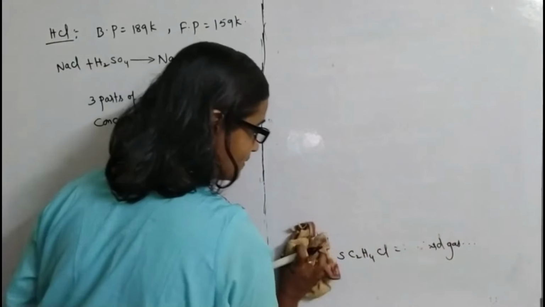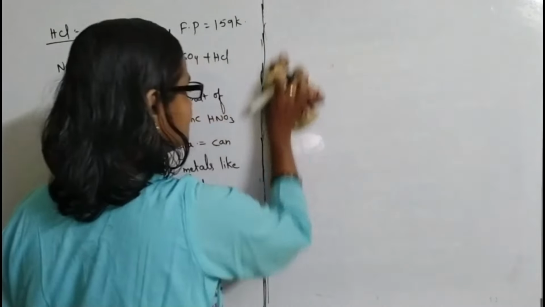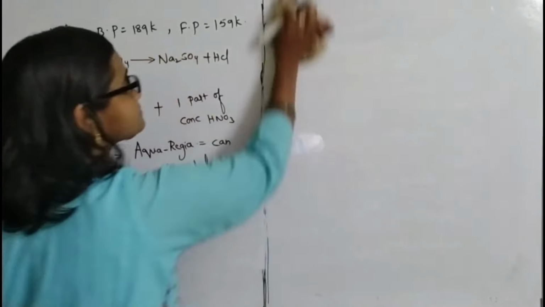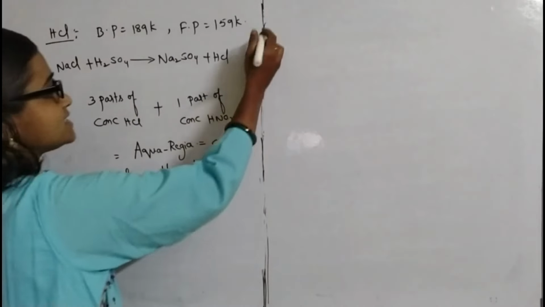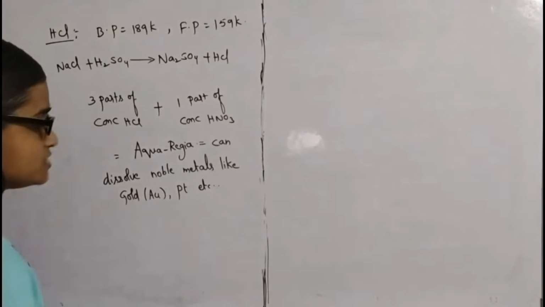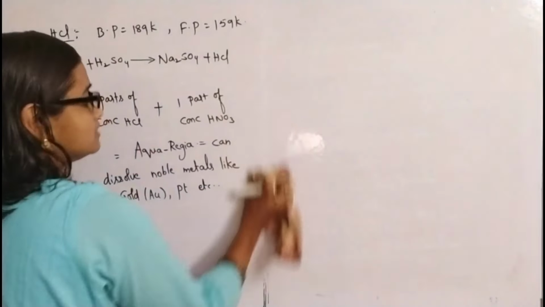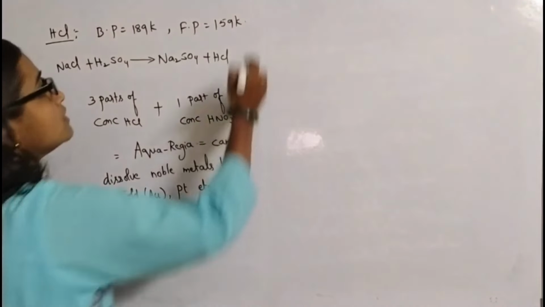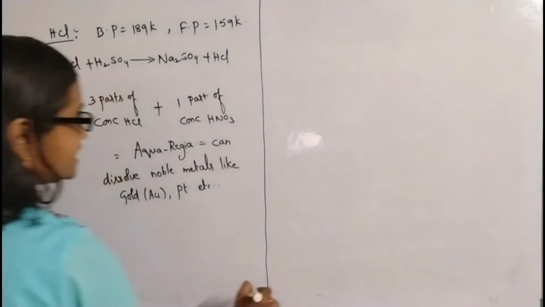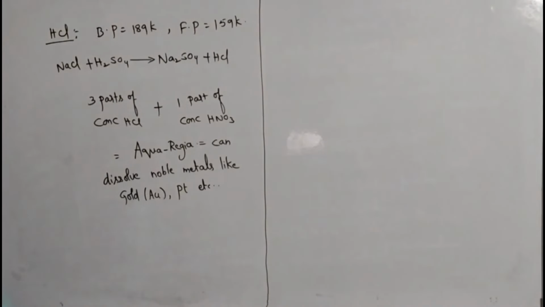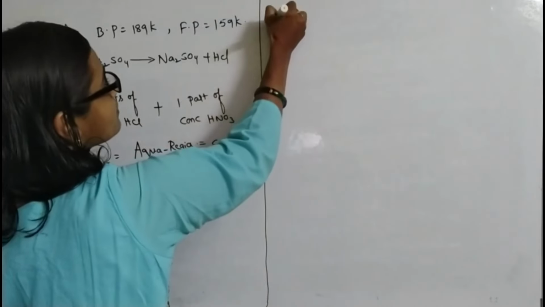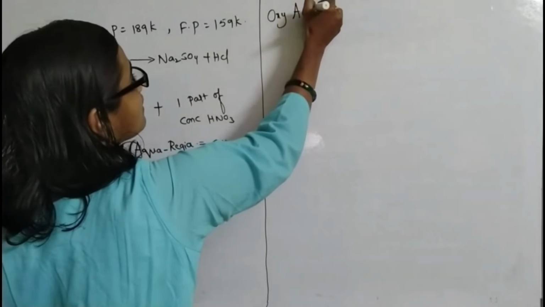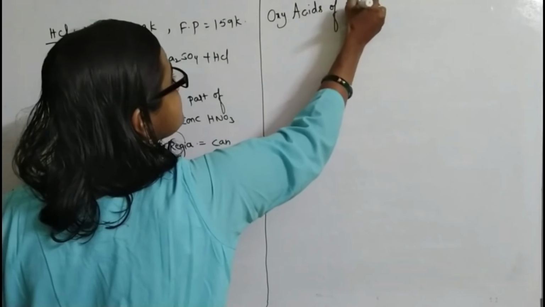It's a very important topic, so please focus on this area. What I'm going to tell you next is oxyacids of halogens. Please keep this as a side heading: oxyacids of halogens.